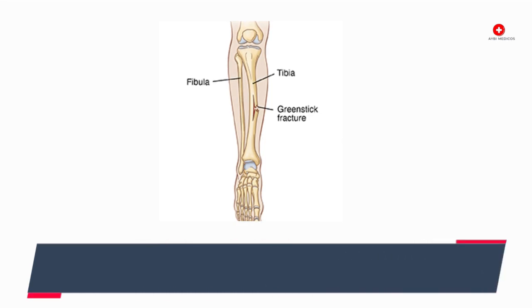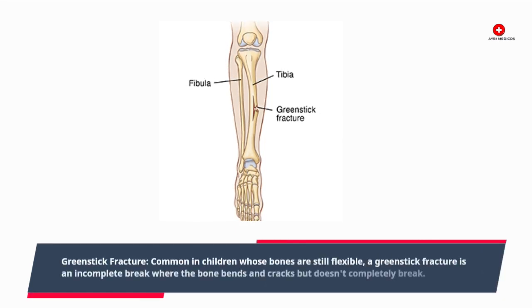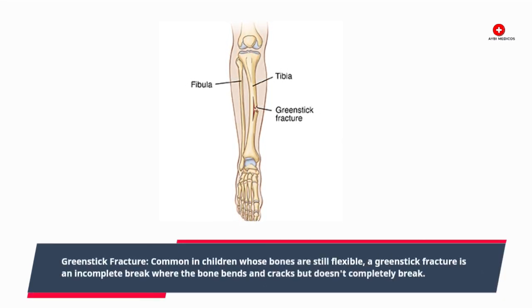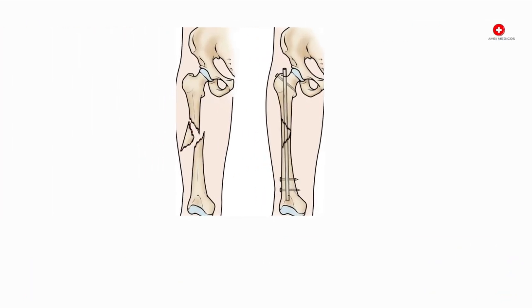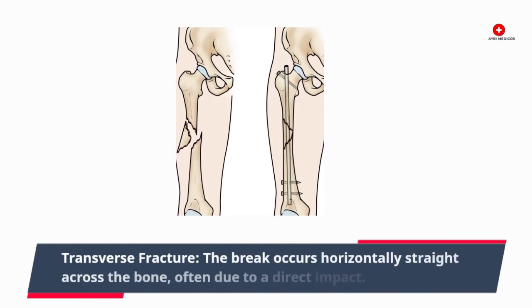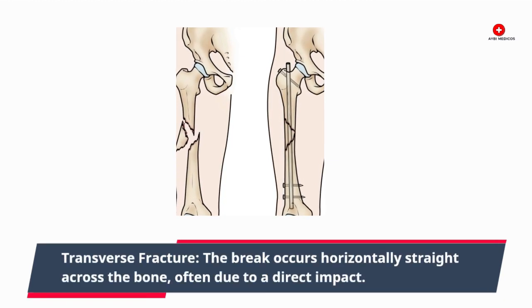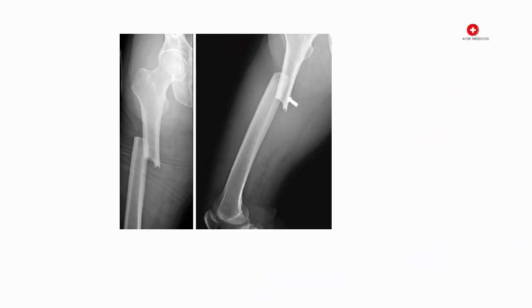Greenstick fracture, common in children whose bones are still flexible. A greenstick fracture is an incomplete break where the bone bends and cracks but doesn't completely break. Transverse fracture. The break occurs horizontally straight across the bone, often due to a direct impact.